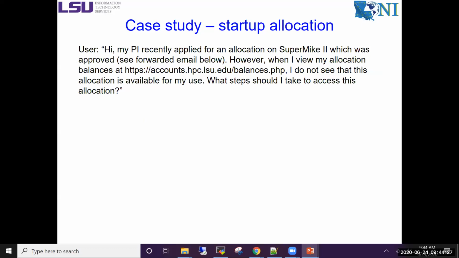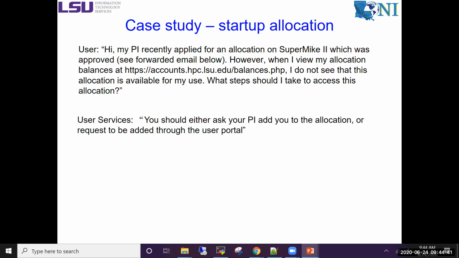So here's another case study. This user knows that the allocation of his or her PI has been approved, and the user thinks it should be available right away, but that's not the case. You will need to ask your PI to add you to the allocation, or you will need to send a request, like I just showed you. You need to send a request in the system to be added to the allocation.